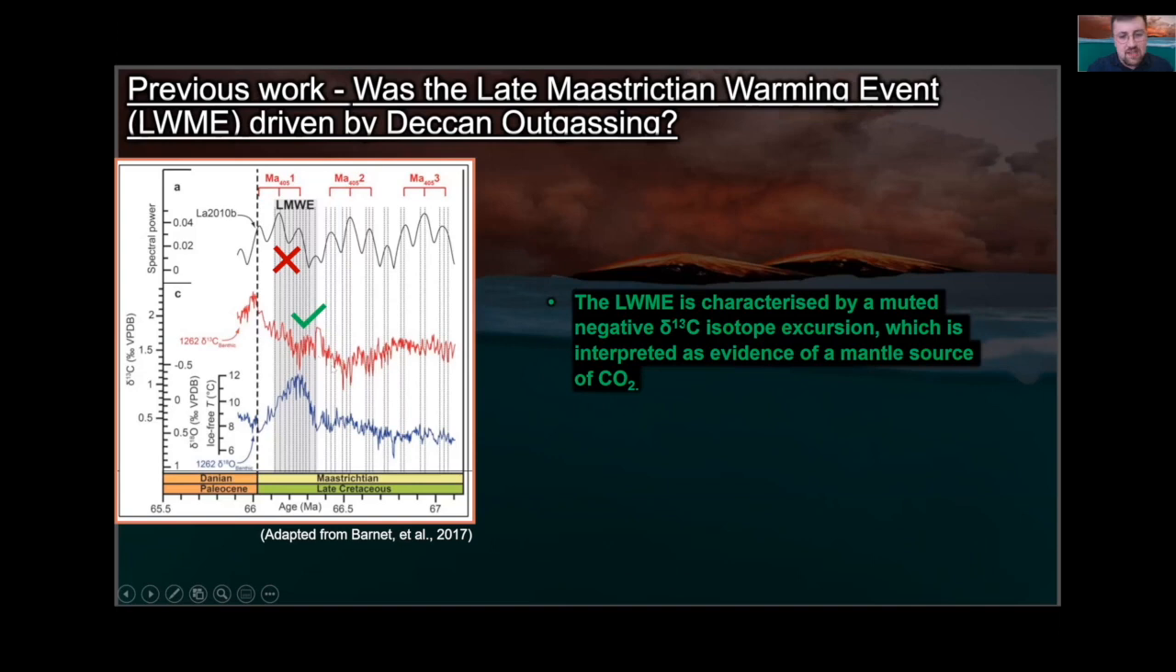Also, interestingly, unlike other warming events like the PETM that we just saw, that are accompanied by very large negative carbon-13 excursions, like this, which the red graph here shows, we actually see for the late Maastrichtian event a very unusually muted signal. We see a small negative decrease here, but nothing as substantial as other hypothermal events. And this is what some authors have interpreted as a heavier mantle source of CO2.